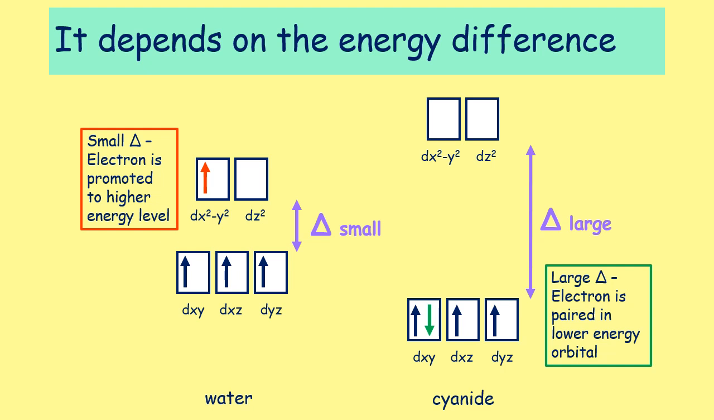So depending on whether the difference is big or small, large or small, you either get electrons going into the top before pairing, or you get them pairing. General rule is that halides and water, they won't pair up and they'll go into the top orbital. Ammonia and cyanide, they will pair. But that's a general rule. That's not always the case. You will be given enough information in order to make the judgment call in an exam.